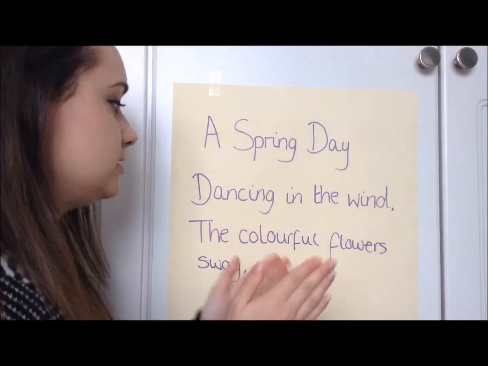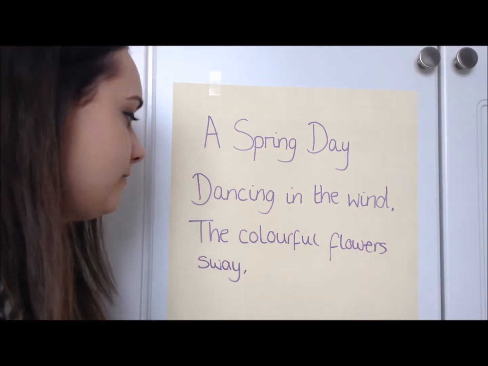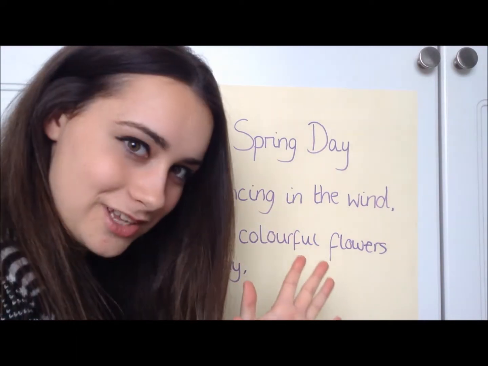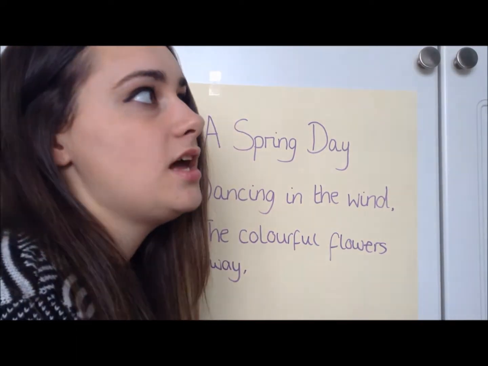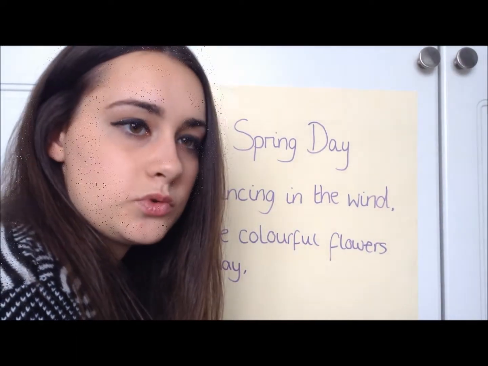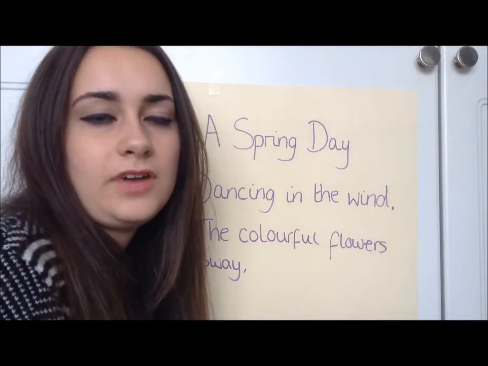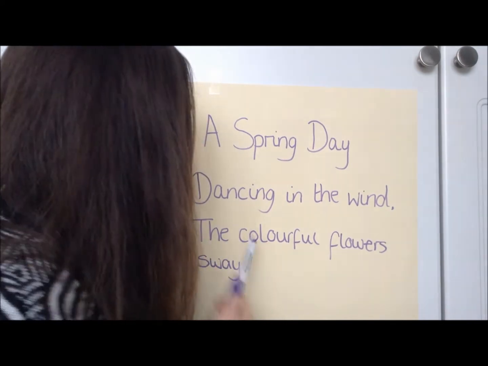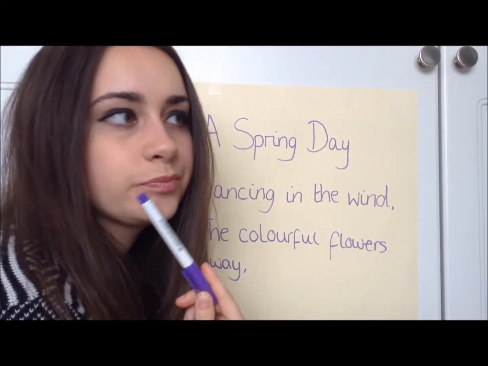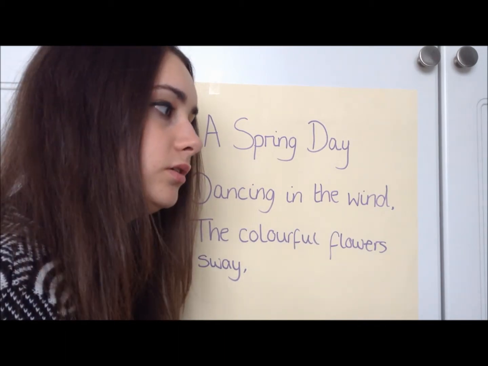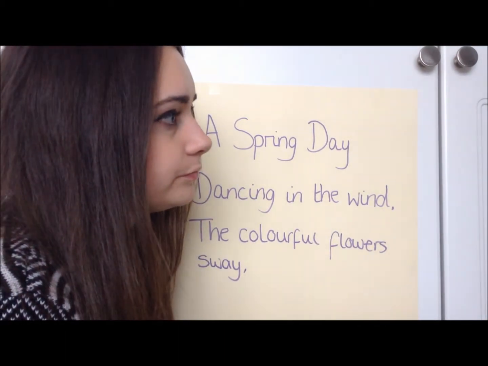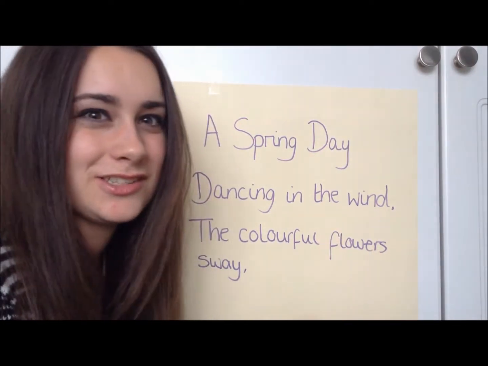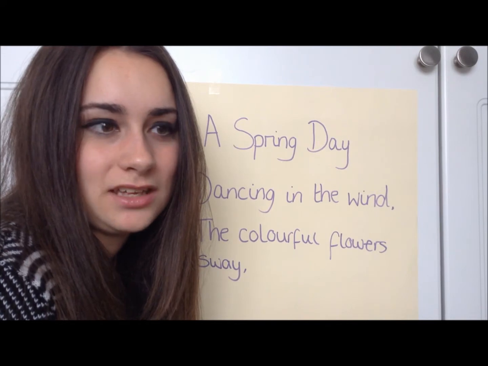So we've got dancing in the wind, 5. The colourful flowers sway, 7. Now for my final line I need 5 syllables. Now I'm thinking, where would you see flowers? You could say a park, you could say in your garden. I'm actually going to say meadow. I quite like the idea of having lots of flowers dancing in the wind across a meadow.